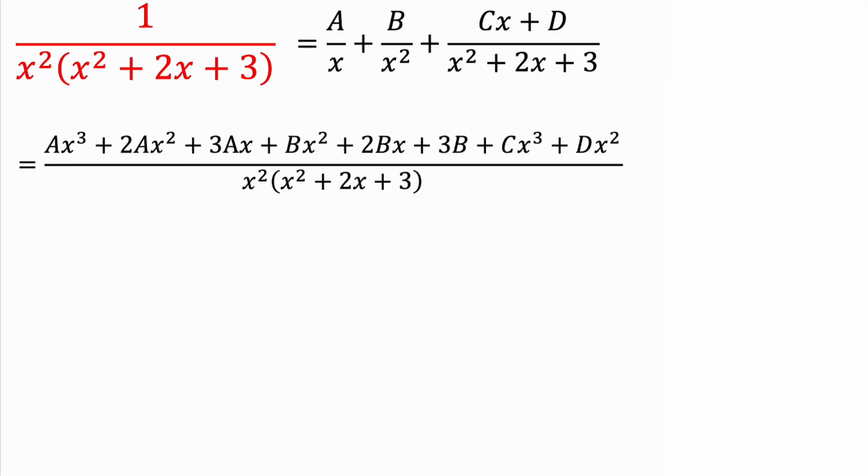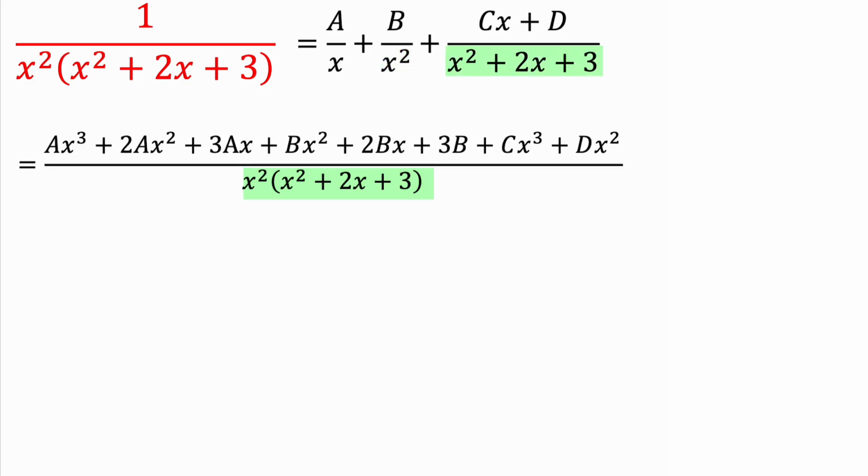Then we take a common denominator. The denominator of the first fraction is just x, so its numerator must be multiplied by x times the quantity x² plus 2x plus 3. The denominator of the second fraction is x². What is it missing? x² plus 2x plus 3. So we multiply the numerator b by x² plus 2x plus 3.